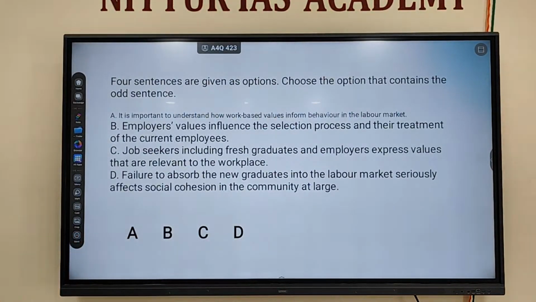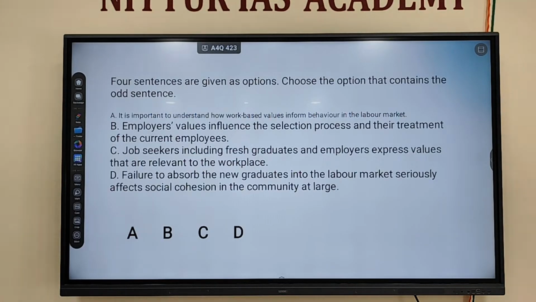Moving on, it is important to understand how work-based values inform behavior in the labor market. Employers' values influence the selection process and their treatment of the current employees. Job seekers, including fresh graduates, and employers express values that are relevant to the workplace. Failure to absorb the new graduates into the labor market seriously affects social cohesion in the community at large.